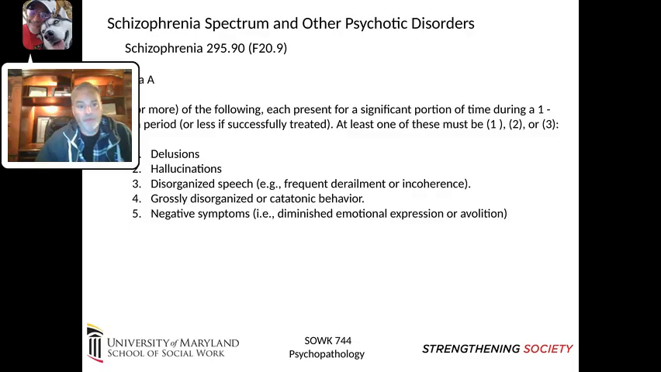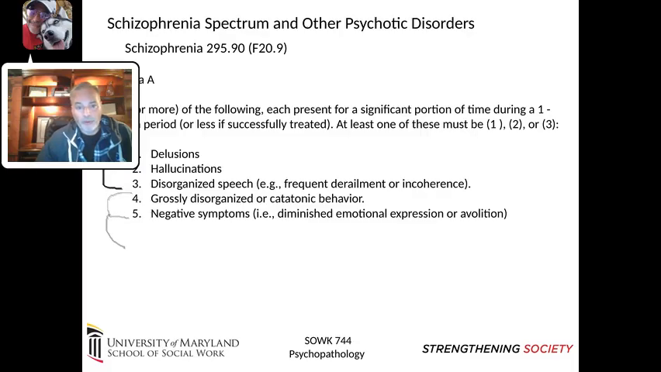So criteria A for schizophrenia: 2 or more of the 5 domains of schizophrenia, each present for a significant portion of time during a 1-month period. Okay, so 2 or more of these happening all or most of the time in a 1-month period, and at least one of those two must be from the first three, which are considered the active or acute phase of schizophrenia, and this more the recessive phase of schizophrenia, meaning 4 and 5. So, okay, does that make sense?